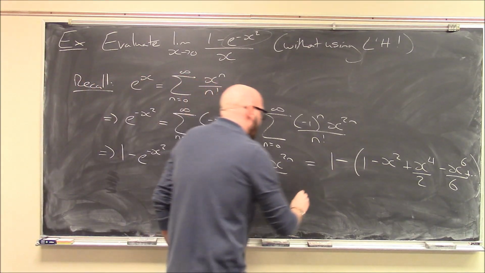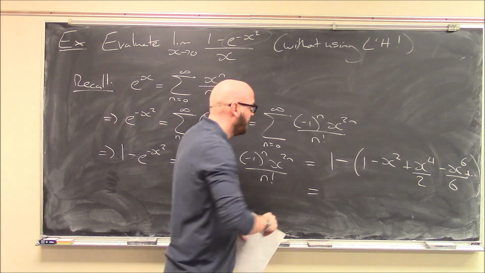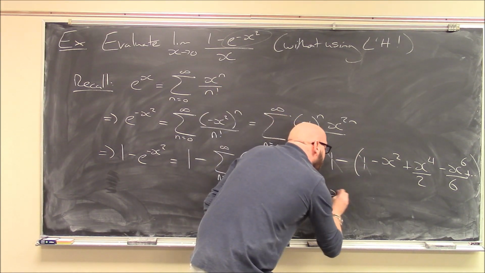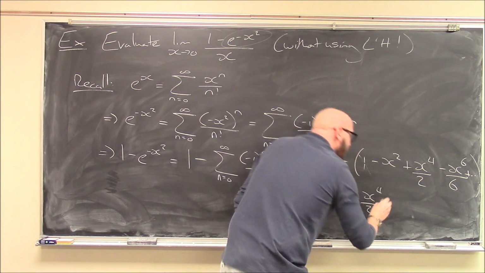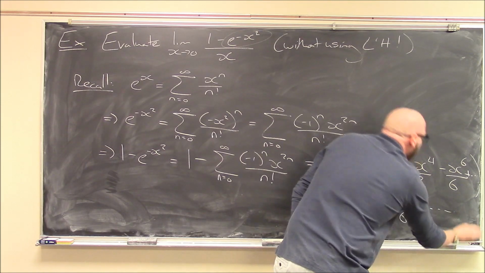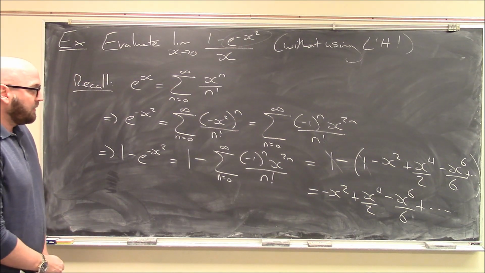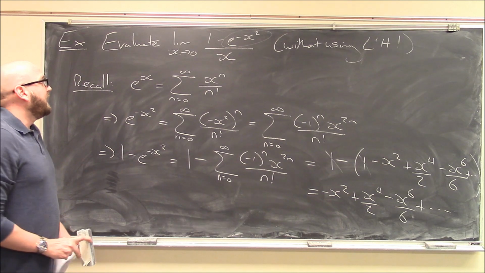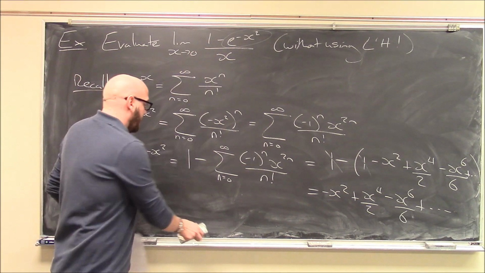Okay, so what is that? Well, let's actually just subtract these terms from 1. 1 minus 1, those guys cancel. And I'm just left with minus x squared plus x to the 4th over 2 minus x to the 6th over 6 plus some higher power, some higher order terms of x.